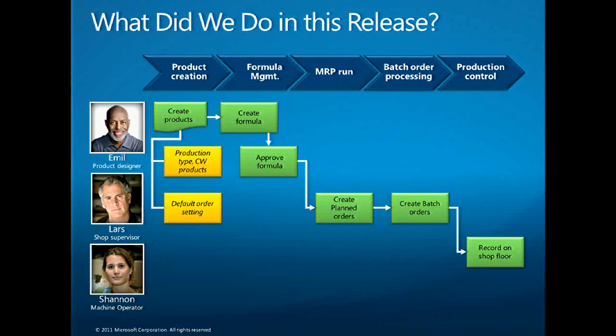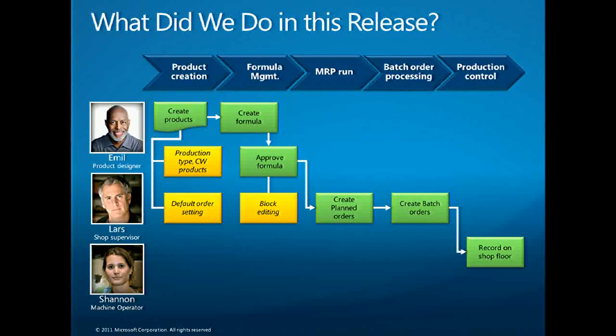Default order setting is basically an uptake for us. What this does is determine whether you need a purchase order or a production order to fulfill the supply. So you don't have to mark an item as always having to be produced or purchased. You can do this at runtime, for instance.